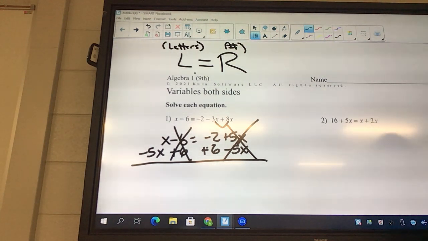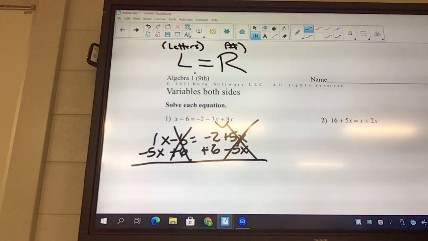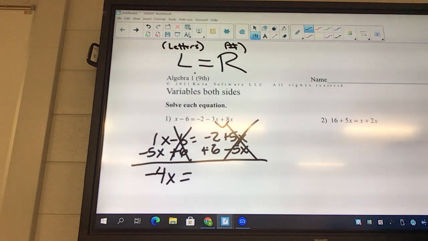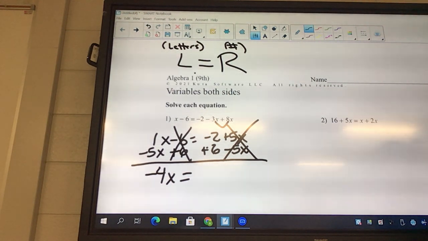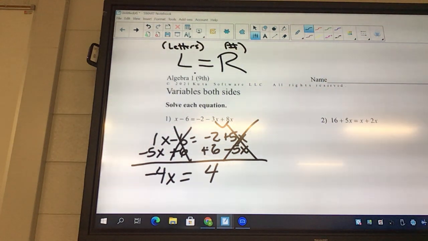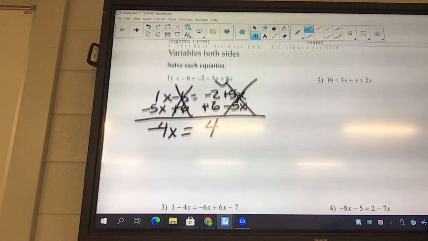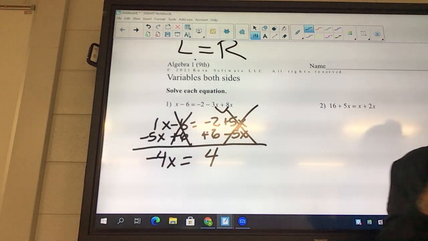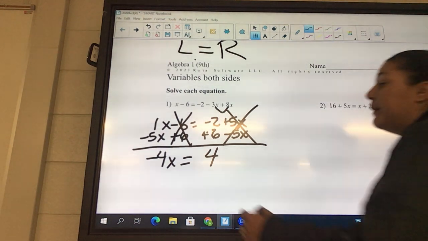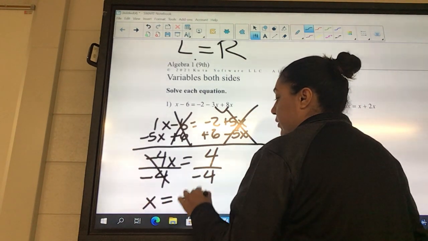So I got over here, I got a 1x minus 5x is gonna give me what? -4x. And I got a -2 plus 6, which is 4. Okay, what's up? Yeah, so far, and you can kind of look at this, we got our letters to the left and our numbers to the right. And so now it's like a regular problem, kind of what you guys have seen, and so you're gonna divide by -4. So you're gonna get x equals -1.